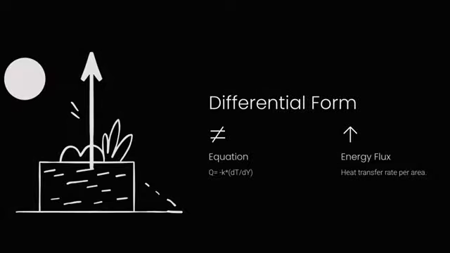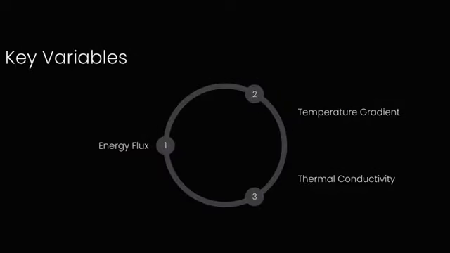We are done with Fourier's law of heat conduction. Here we are going to summarize it. Heat flows from high to low temperatures. Fourier's law quantifies that flow based on the temperature gradient and the material properties. It's foundational for understanding heat transfer in engineering and physics.